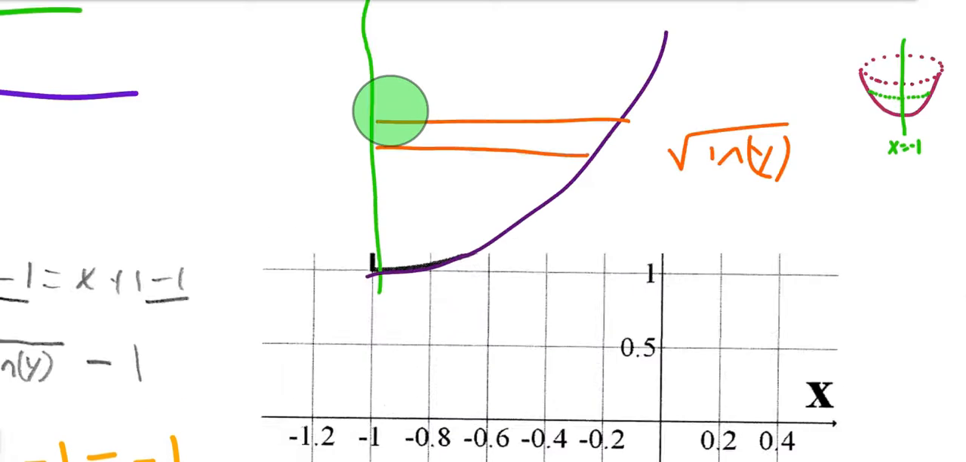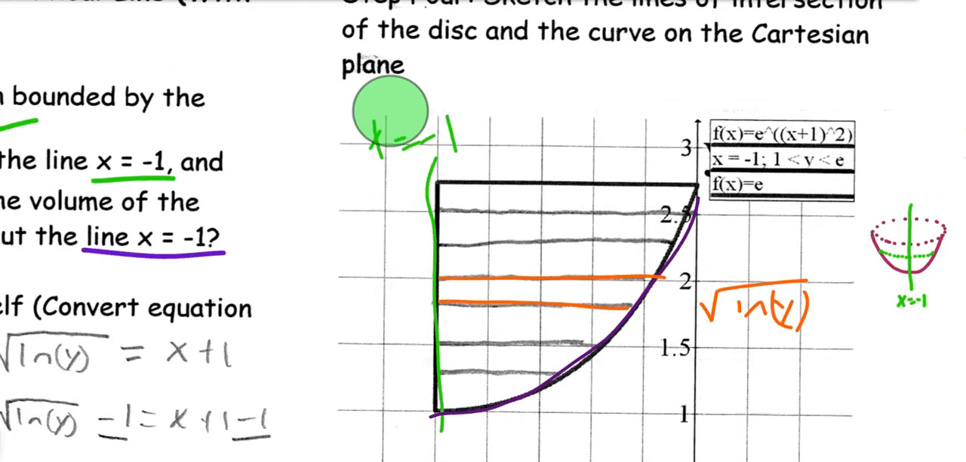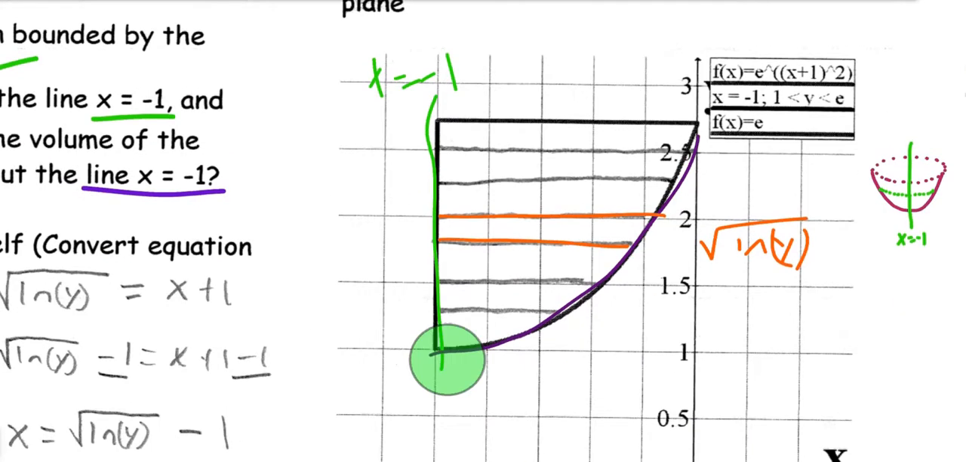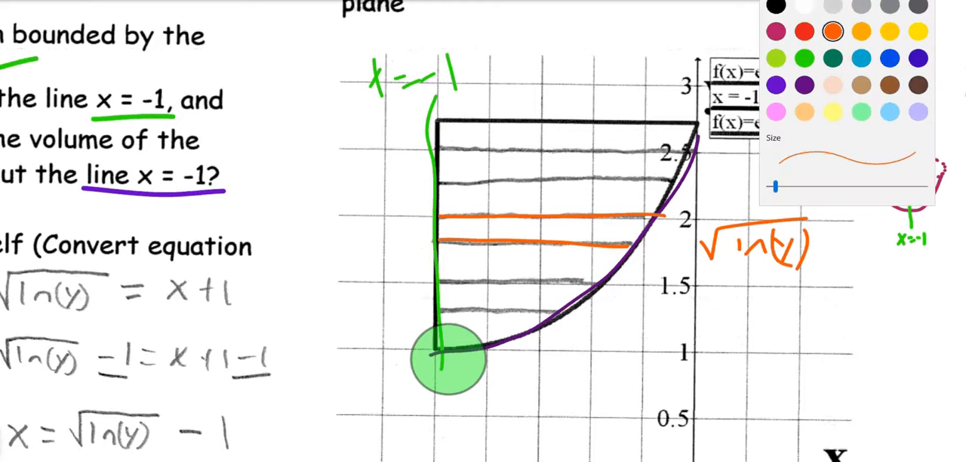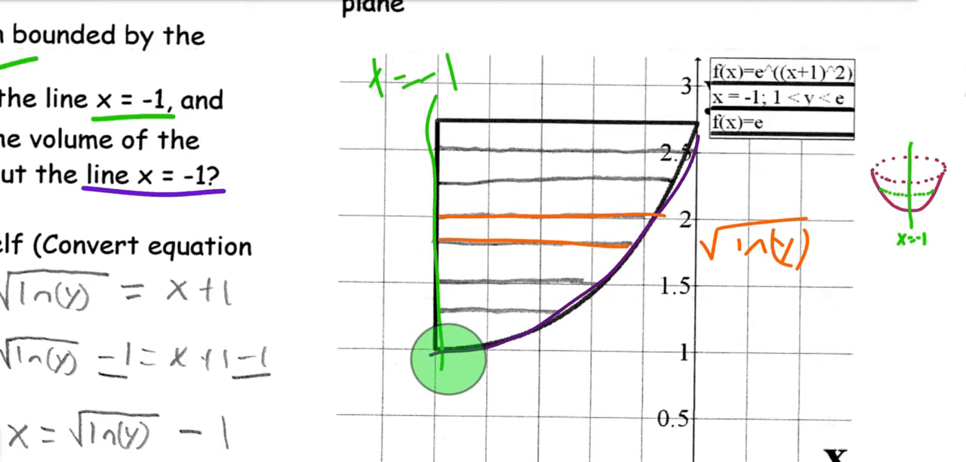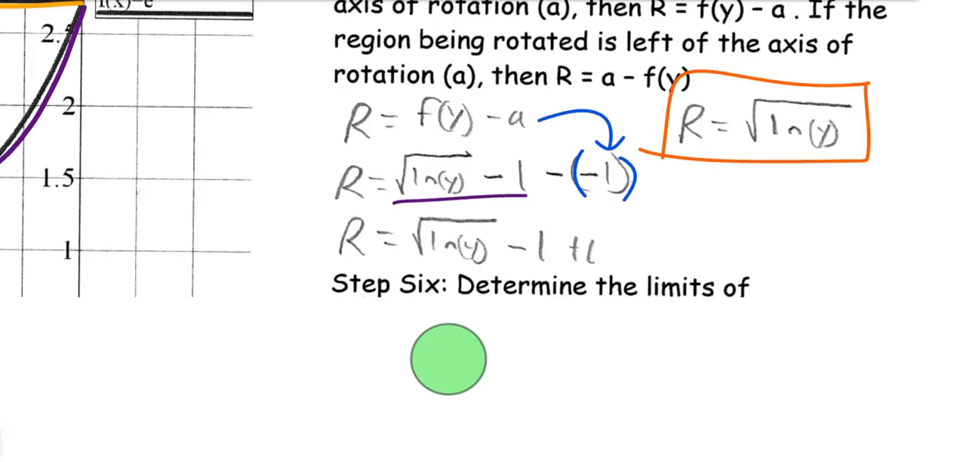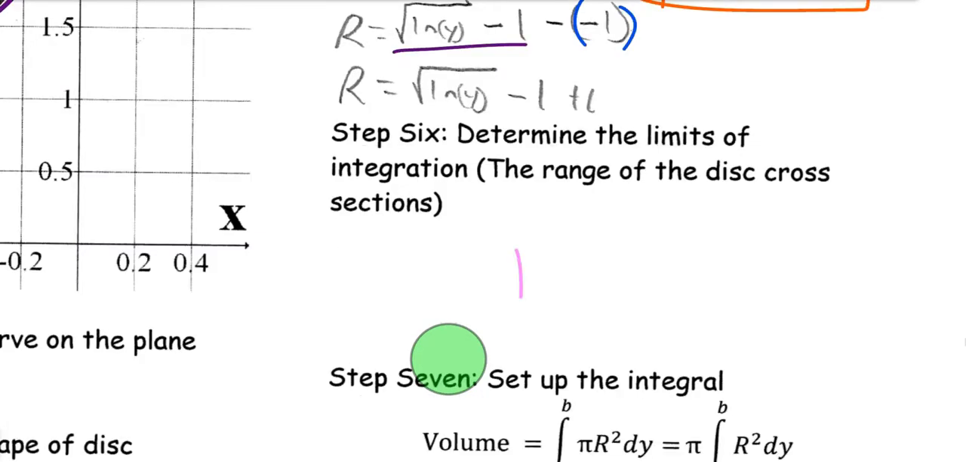If you just go back and look at your sketch, again, you can see that it ranges, and let's use, I don't know, pink here. It ranges from y equals 1 to y equals e. Okay, so I will just write that right here.